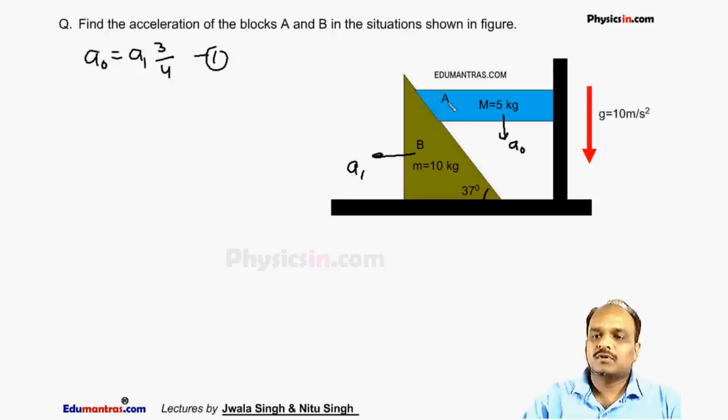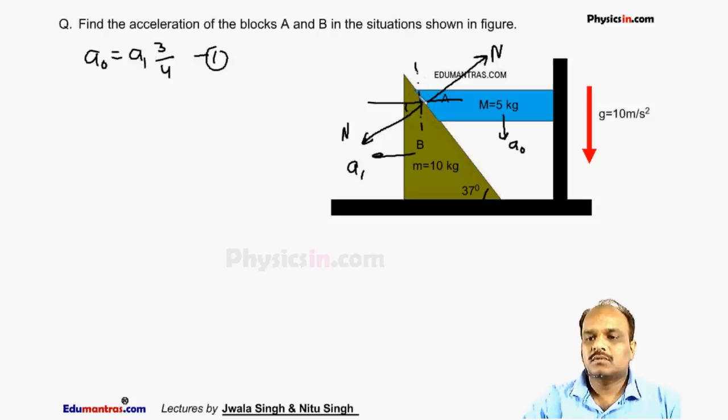Now the second one, if we draw the free body diagram here, the normal reaction on this wedge will act like this, and here the normal reaction will act in this direction. This angle is 37 degrees, so this angle is 53 degrees. If this is 53, I can say this angle is 37, so this angle is also 37 degrees. This angle is 53 degrees.